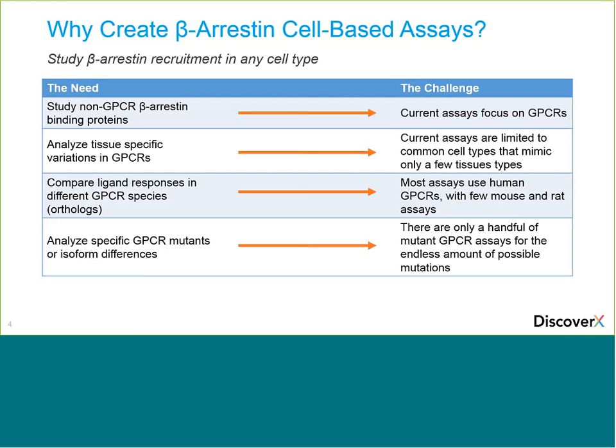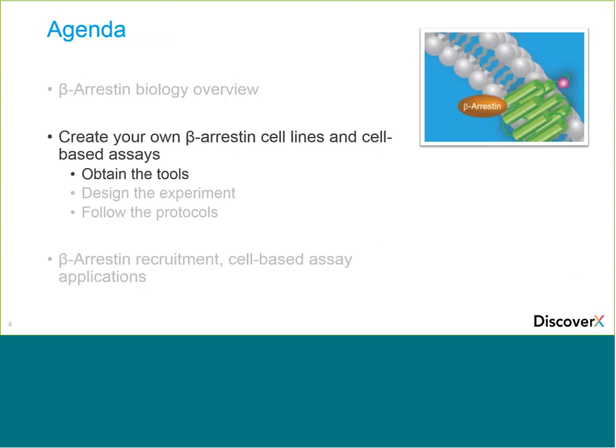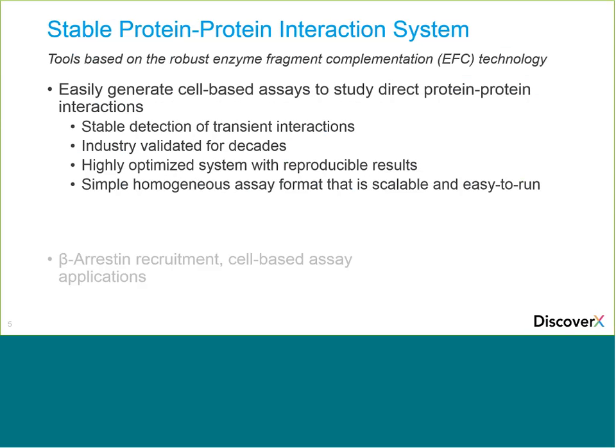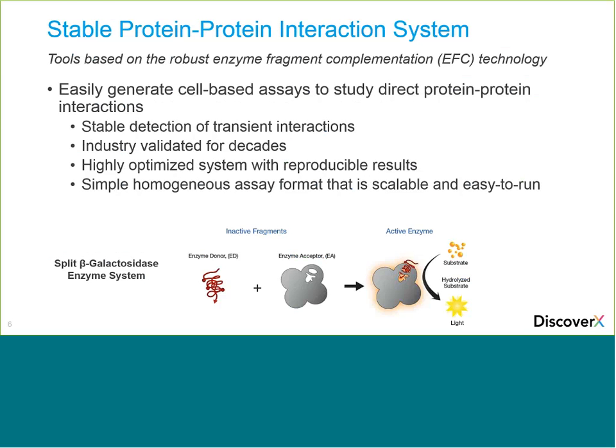The enzyme donor in particular, we call this a ProLink in this particular application. This is what you will use to tag your beta-arrestin binding protein, so your GPCR of interest. The tag does not disturb the protein structure, the cell surface expression, or the pharmacology. The enzyme acceptor in this system is pre-bound to beta-arrestin, so it will be ready to use, in the tools that we'll discuss in the next slide.